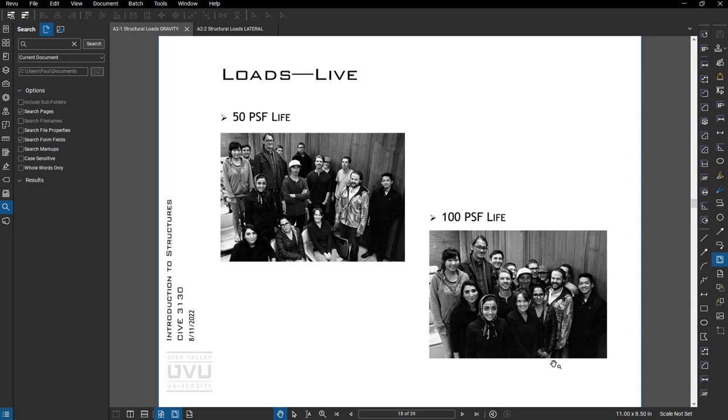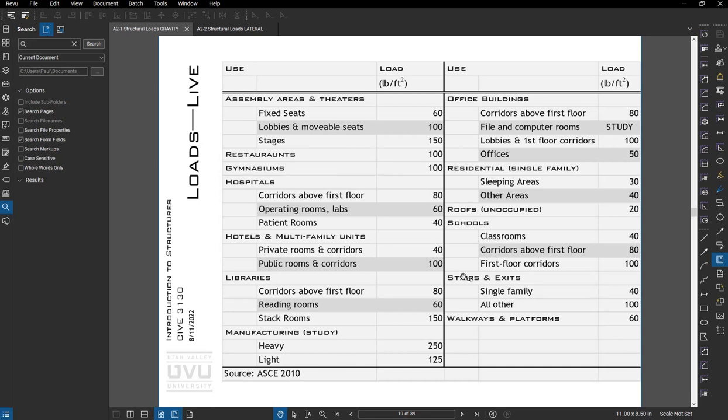This picture is about 50 pounds a square foot of people. This is 100, so we usually say 100 pounds a square foot is like an elevator packed full of people. The IBC gives us, and ASCE 7 gives us, different live loads for different uses.